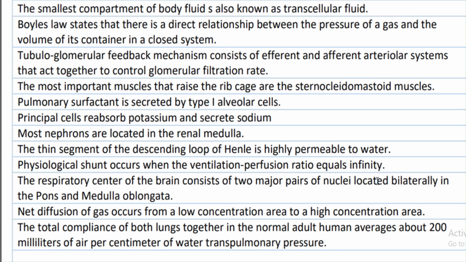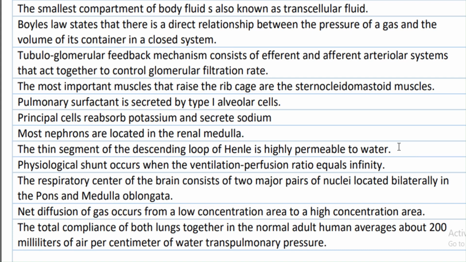Let's continue. Smallest compartment of a body fluid, also known as a transcellular fluid. This is true. Boyle's law states that there is a direct relationship between pressure of a gas and the volume of its container in a closed system. False. Tubuloglomerular feedback mechanism consists of efferent and afferent arteriolar system that acts together to control glomerular filtration rate.